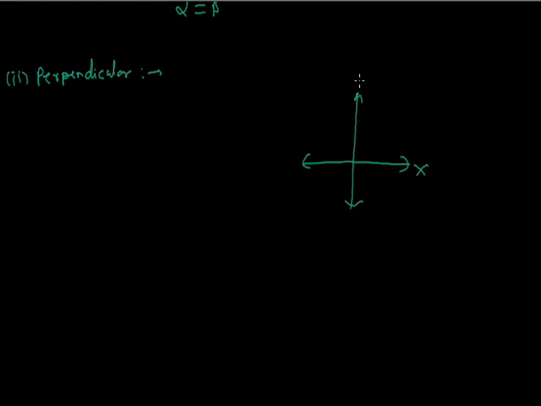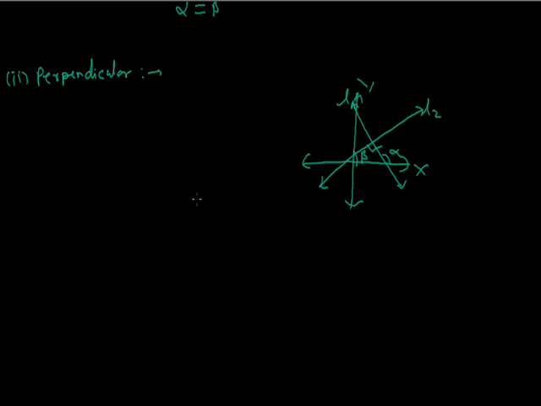Suppose these are the x-axis and y-axis. Now two lines like this. Suppose this angle is 90 degrees, and there are two lines, line L1 and line L2, and this angle is 90 degrees. Suppose this angle is beta and this angle is alpha.